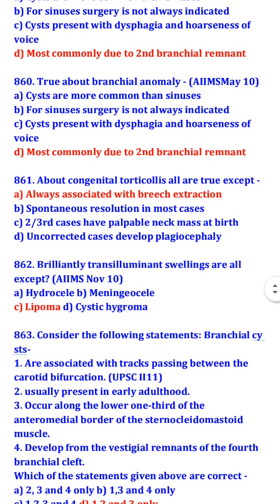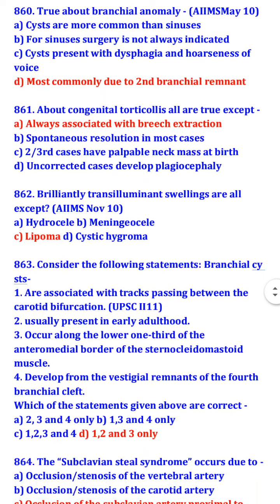About congenital torticollis, all are true except always associated with breech extraction. So, what is true about congenital torticollis? Spontaneous resolution in most cases. Two-thirds cases have palpable neck mass at birth, and uncorrected cases develop plagiocephaly.